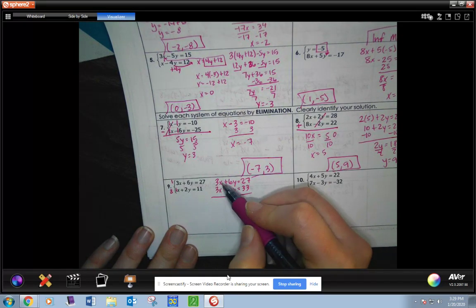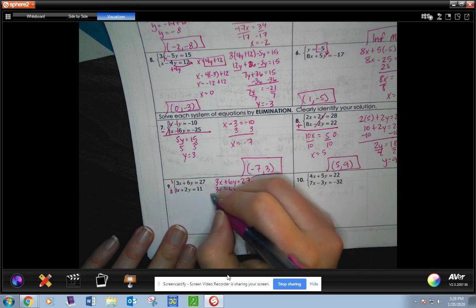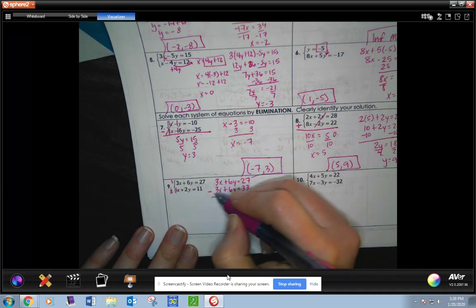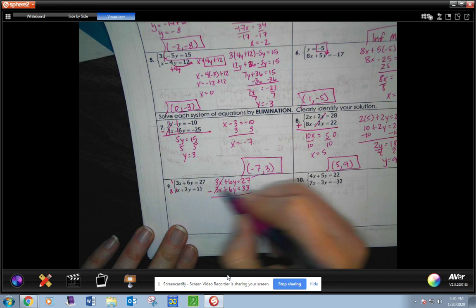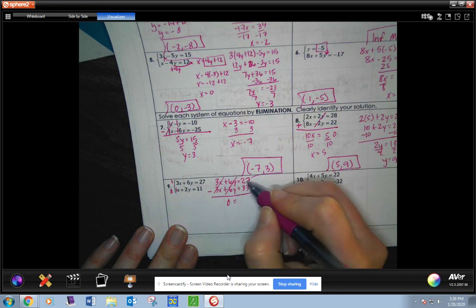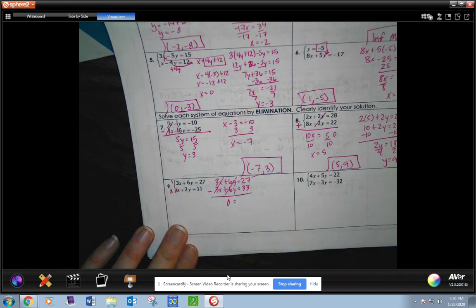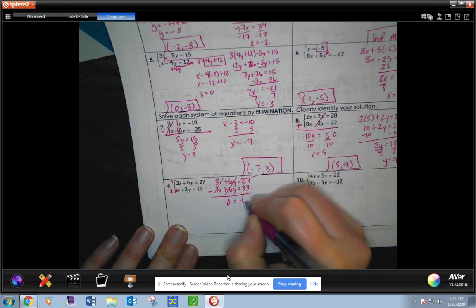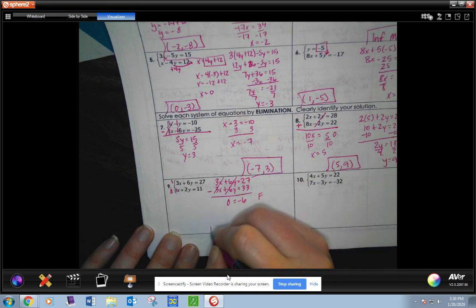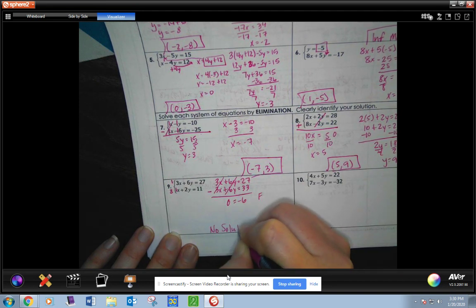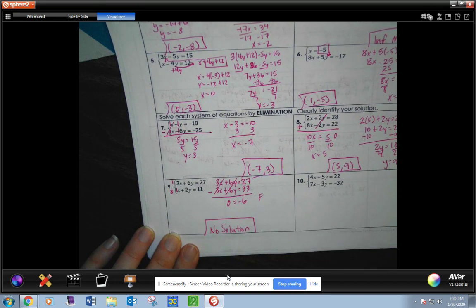Now my x's, if I do 3 plus 3, it becomes 6, so I want to subtract. 3 minus 3 cancels. 6 minus 6 cancels, so I have 0. And then 27 minus 33 becomes negative 6. This is a false statement, so this one is no solution. You can't check that one.